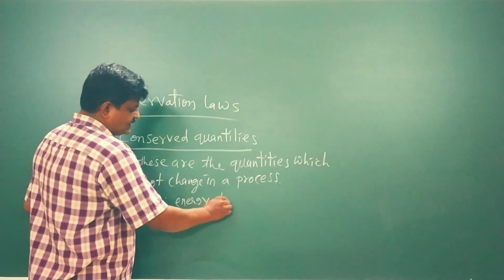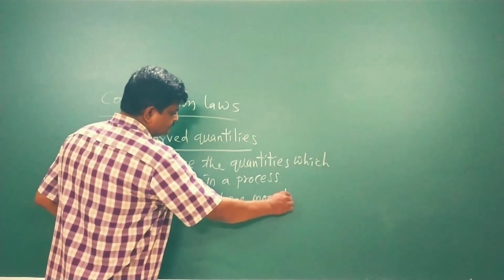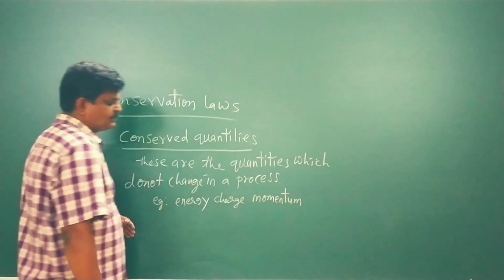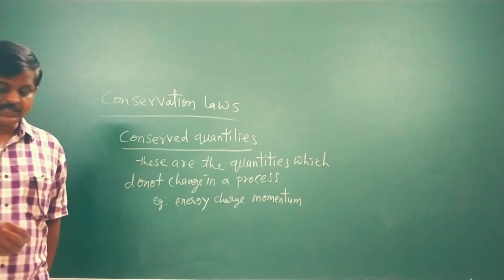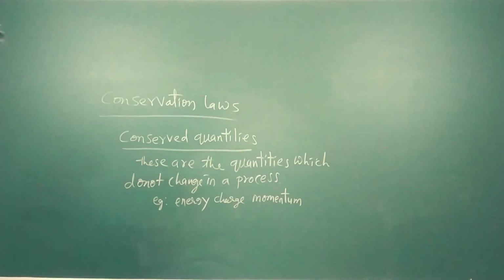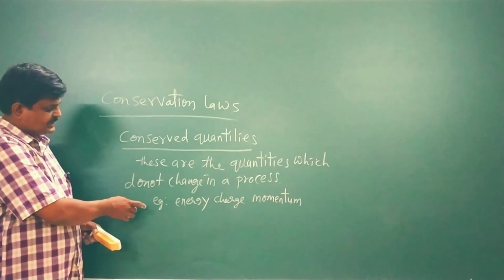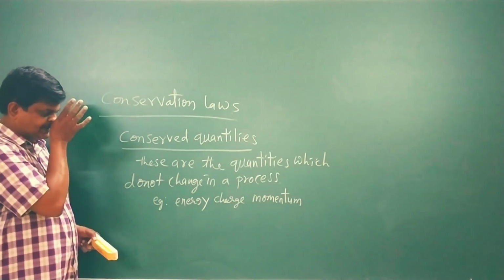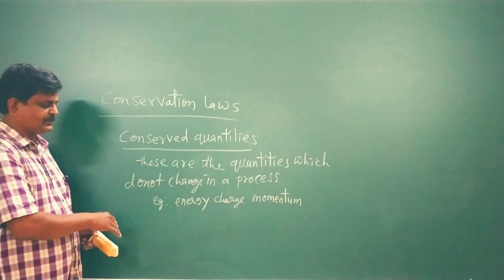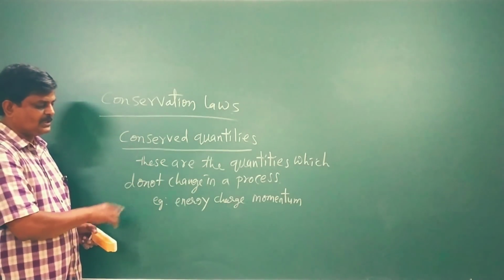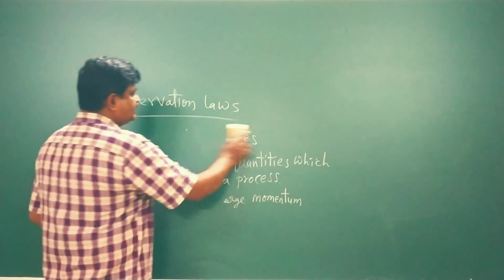And another one is charge, for example. Next one is momentum. So in any process, if the quantity remains the same, that we call a conserved quantity. Accordingly, we have conservation laws. Just now I said energy is a conserved quantity because it remains the same in a process. Charge is a conserved quantity. Momentum is a conserved quantity. Accordingly, we have conservation laws.